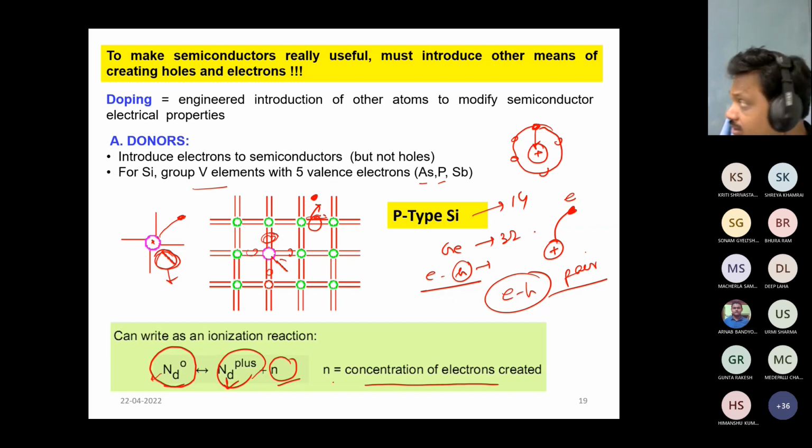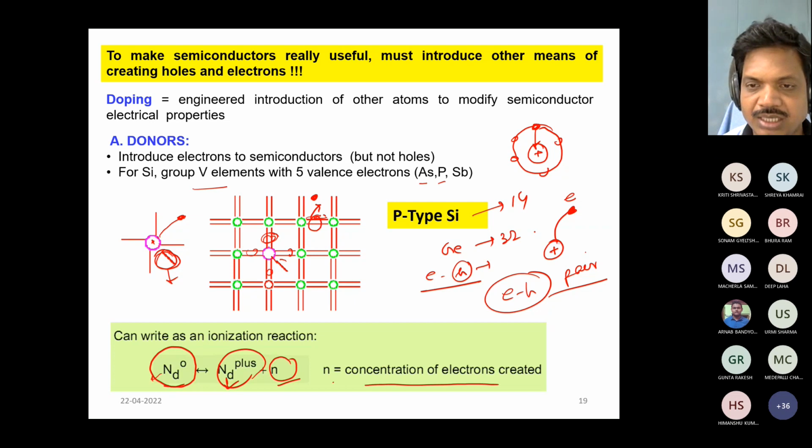So this is what corresponds to the doping of an n-type semiconductor, and it donates an electron. Each atom donates an electron, so that's why it is also called a donor. And similar things will happen for germanium also.